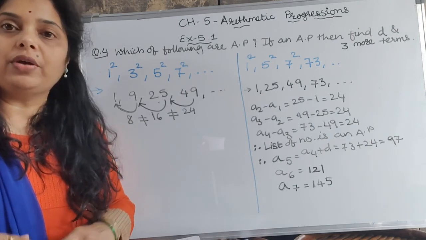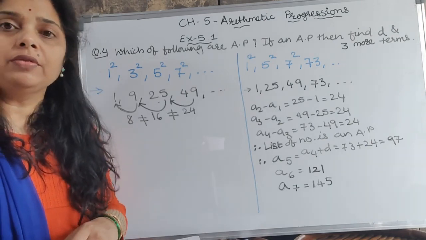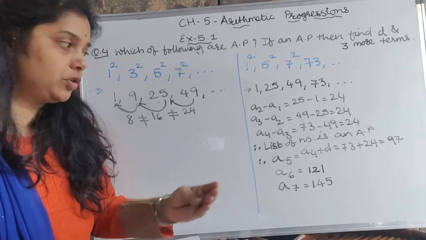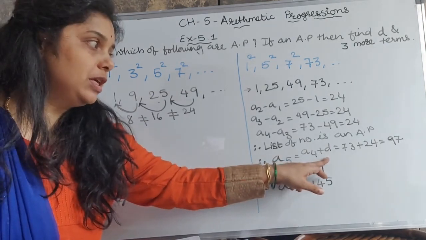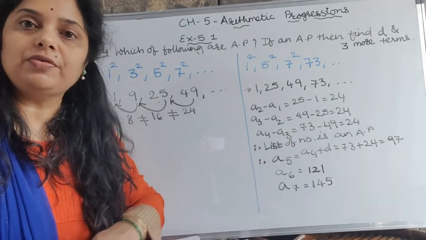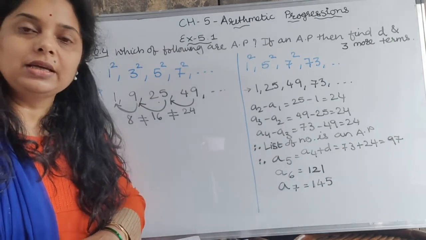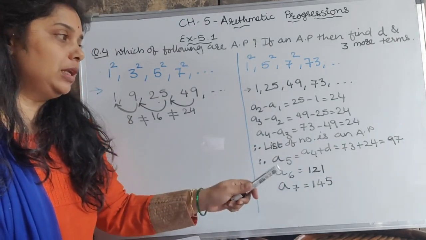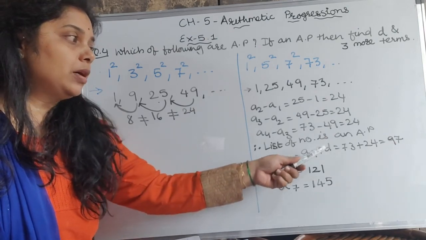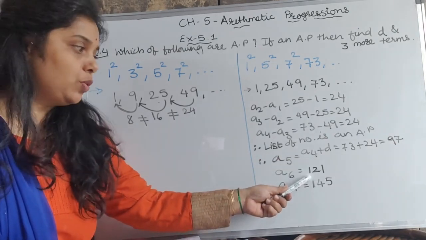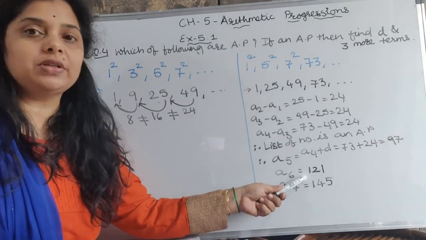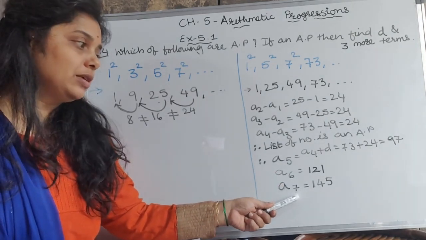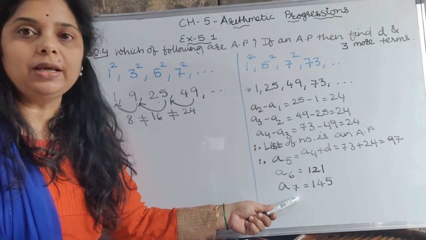We have to add 24 to the fourth term to get the fifth term. So A5 is the fourth term plus common difference D. So 73 plus 24 is equal to 97. Similarly, if we add 24 to 97, we will get 121. This is the sixth term. Again, if we add common difference D, 24, to the sixth term, we will get the seventh term, which is 145.